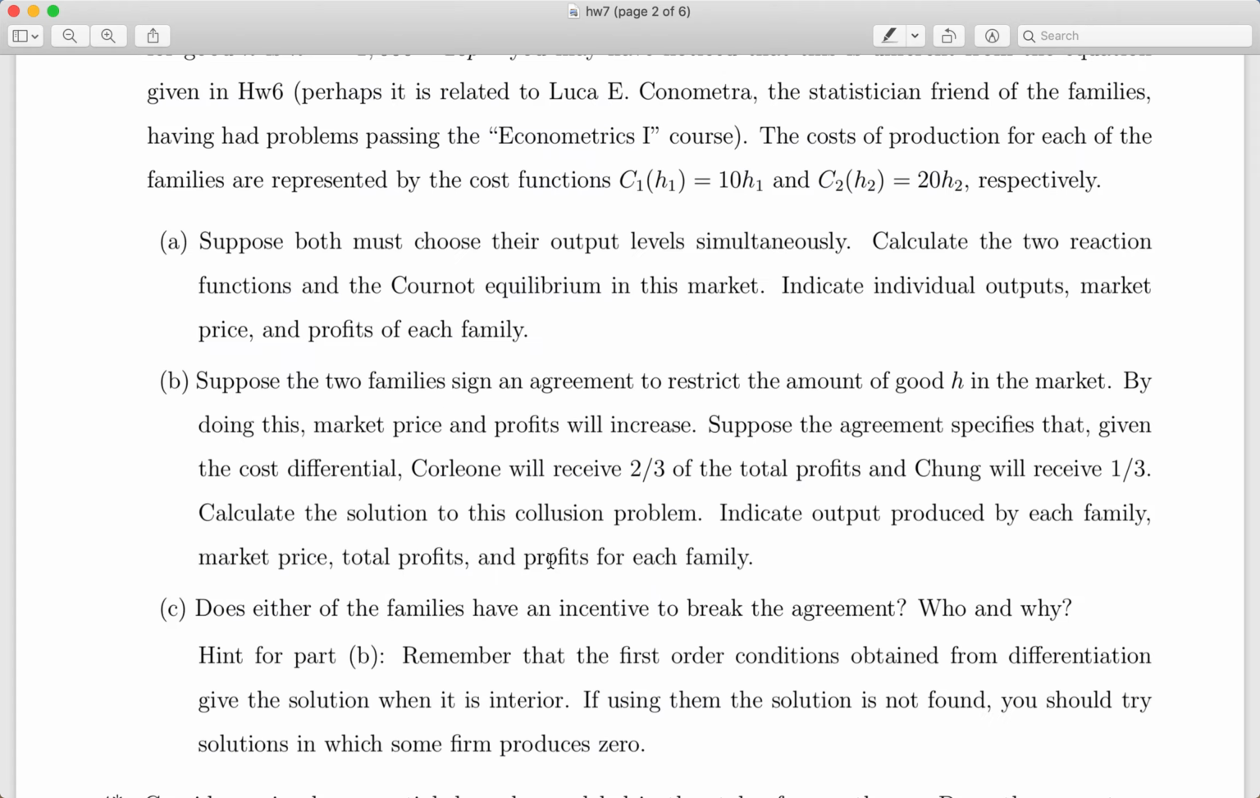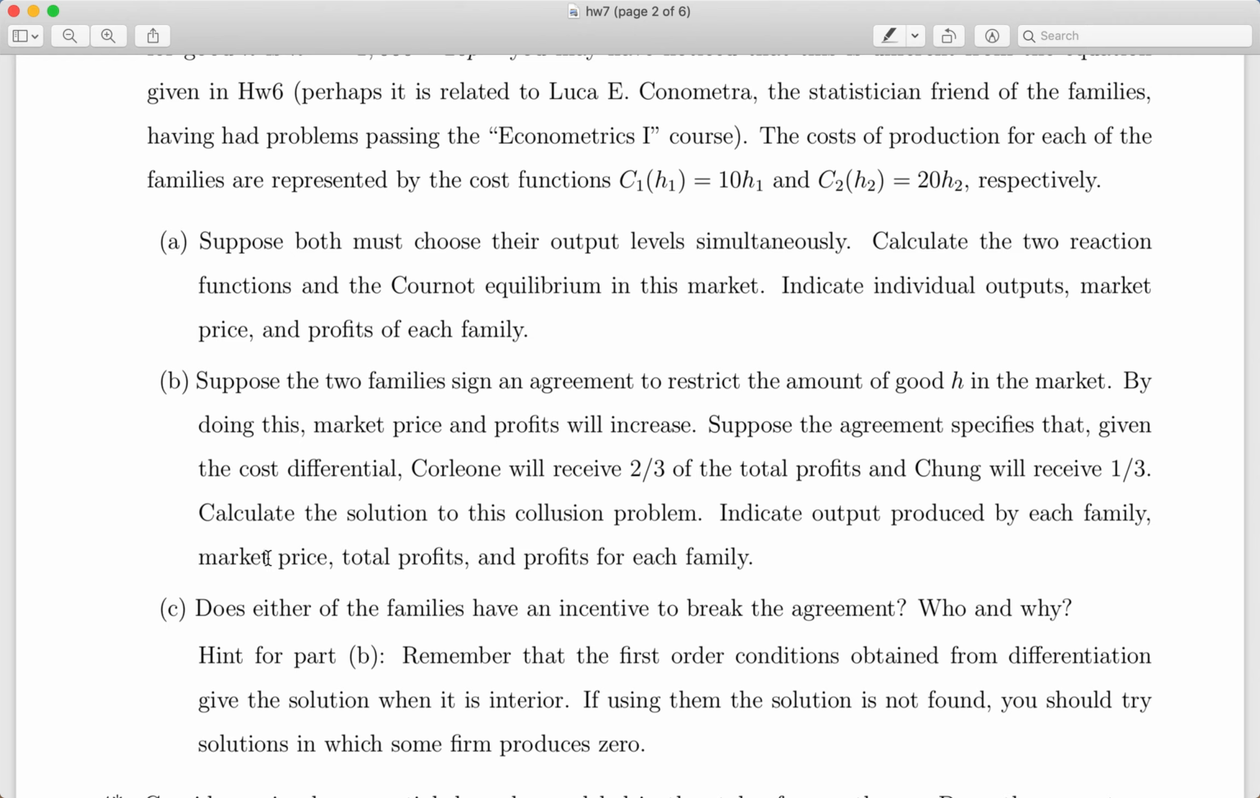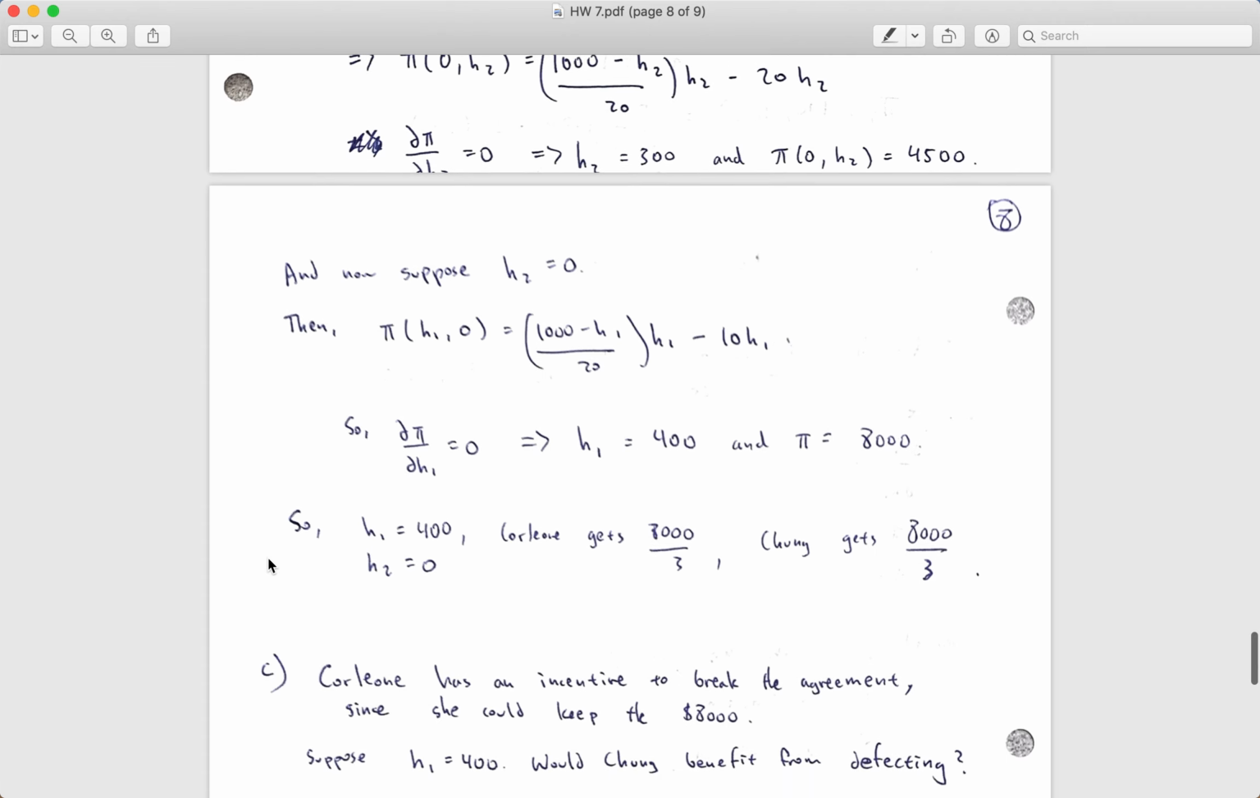And of course, from h1 and h2, you can calculate... actually, that is everything that we needed to solve for. Oh, and you can calculate the market price, of course, from h1 and h2, because you have the price function as a function of h, which is just their sum.